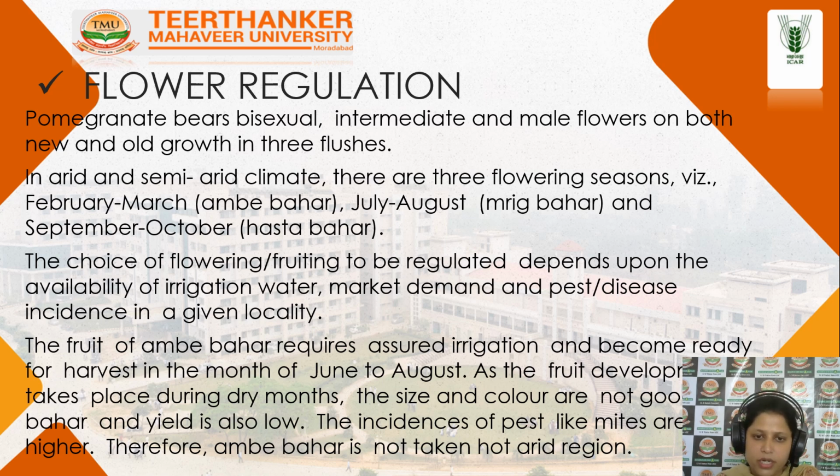The choice of flowering or fruiting to be regulated depends upon the availability of irrigation water, market demand, and pest and disease incidence in a given locality. The fruit of Ambe Bahar requires assured irrigation and becomes ready for harvest in the month of June to August. As the fruit development takes place during dry months, the size and color are not good in this Bahar and the yield is also very low. The incidence of pests like mites is much higher. Therefore, Ambe Bahar is not taken in hot arid region.